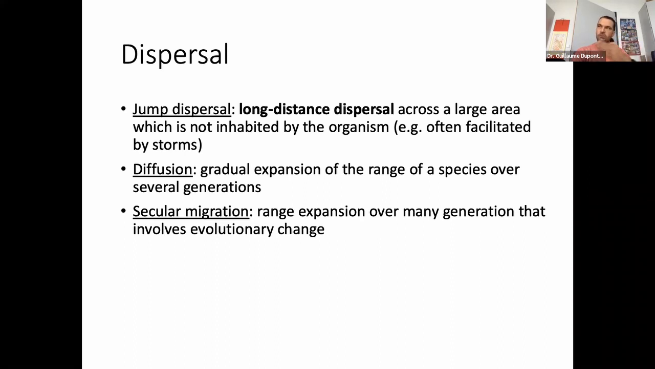So it took oaks 5,000, 6,000 years to reach north of the Alps from their ranges during the Ice Age. And then we have secular migration. This is a migration which takes so long that over time we have actual evolutionary change of the organism.